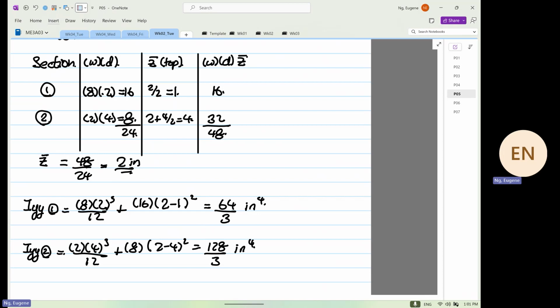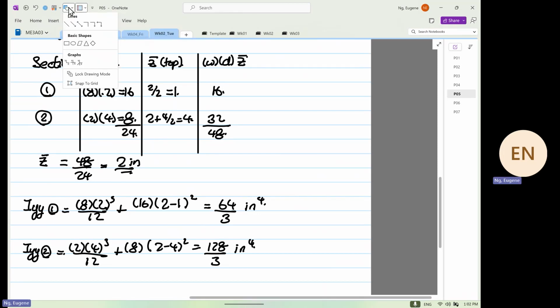Looking at the diagram. Once you form this table, these are the rules that you have to follow. Watch this, okay? The pattern is like this. Okay.